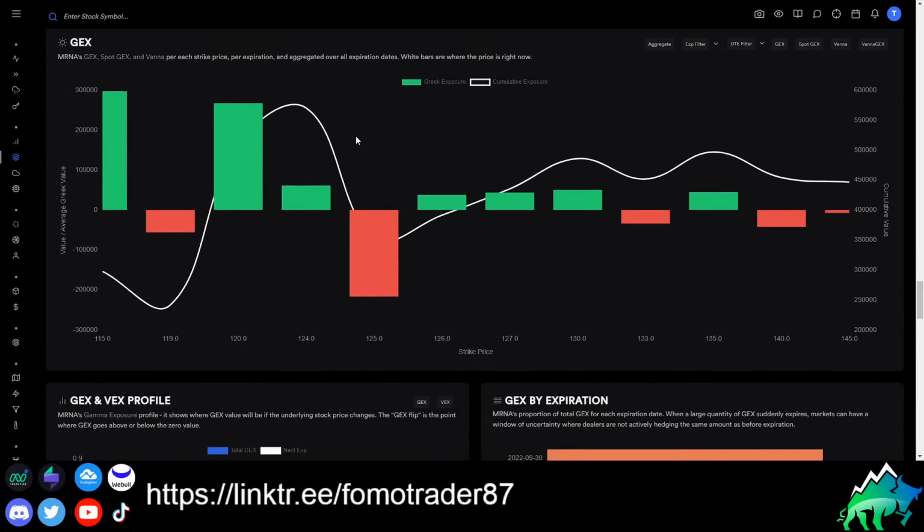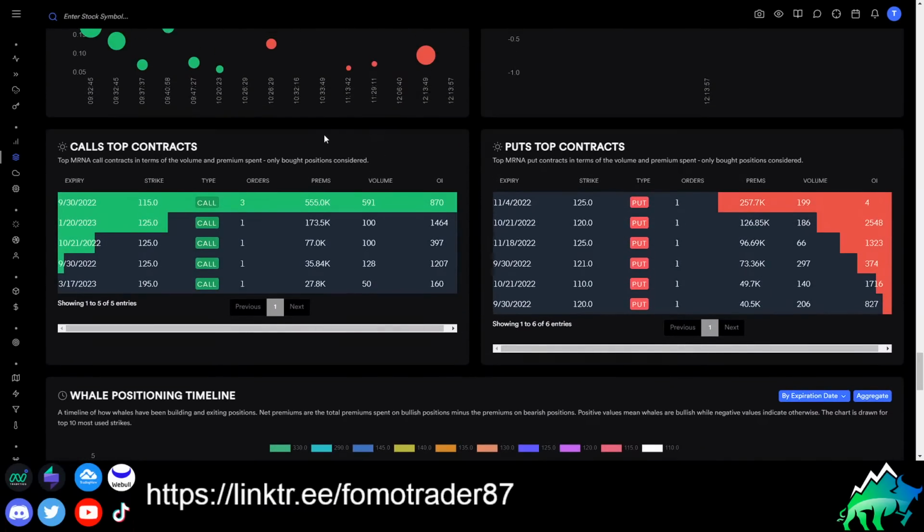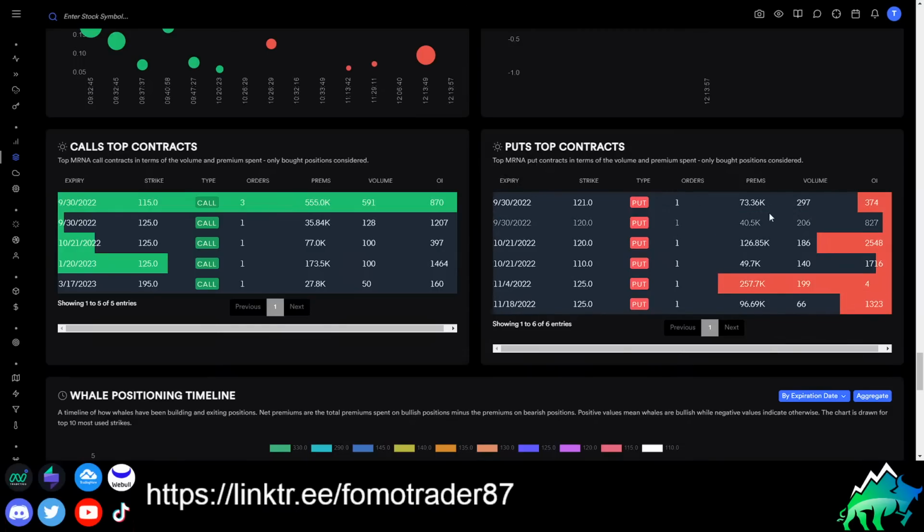GEX for 9:30: 115, 120, and 125. Three orders for the 115 calls, one order. Let's look at expiration short term. One order for 125 calls and 3 for the 115s, which are already in the money. And a little bit of flow to the downside for the 120 and 121s.